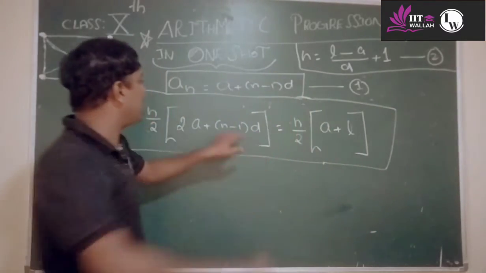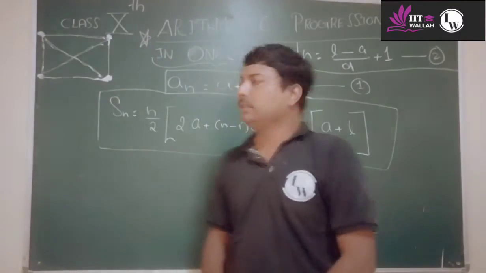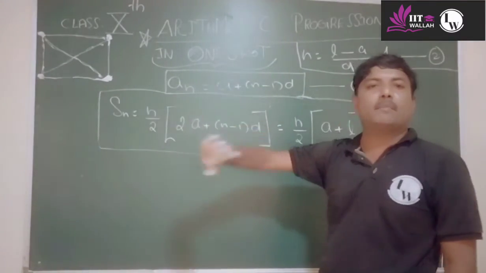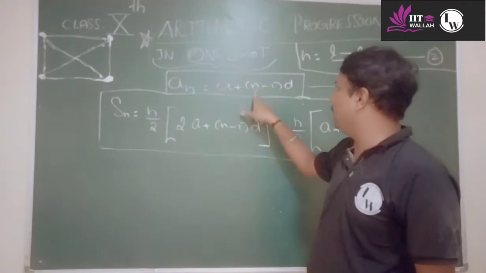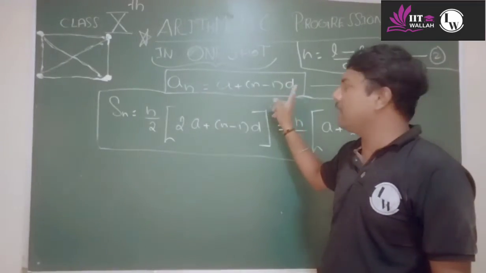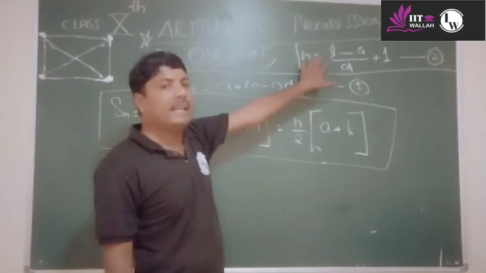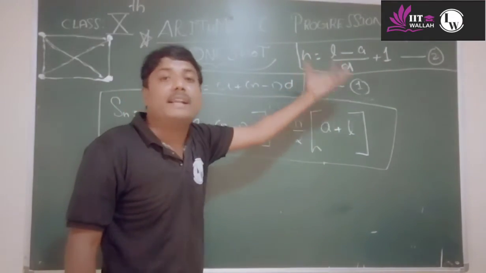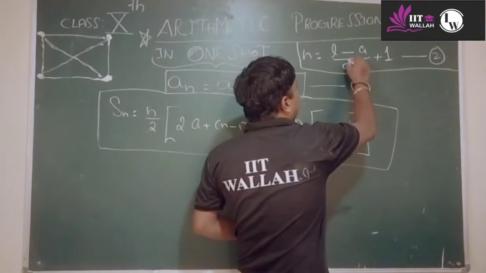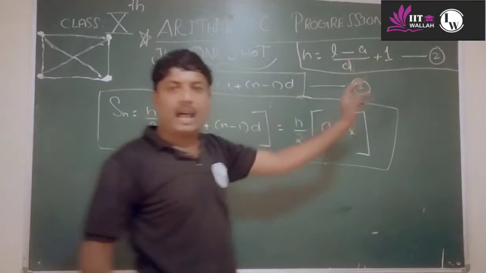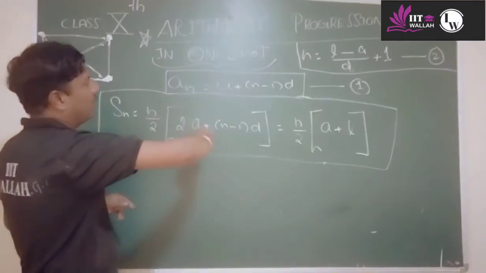So these are the main 3 formulae in this chapter you need to learn properly. First one is the general term of an AP, meaning any term, the nth term: an is equal to a plus n minus 1 into d. This is the general term or nth term. Next is the number of terms in a finite AP: last term minus first term divided by d, plus 1. So that is n.